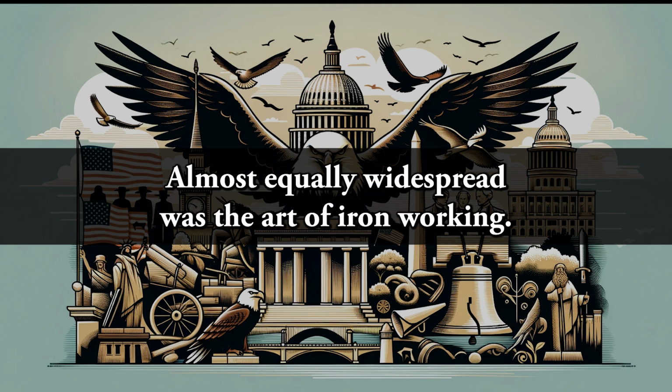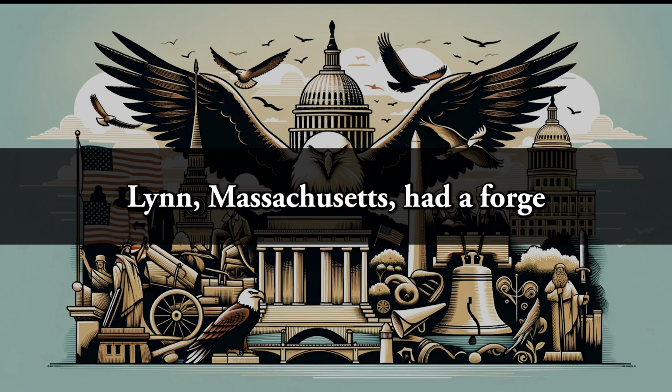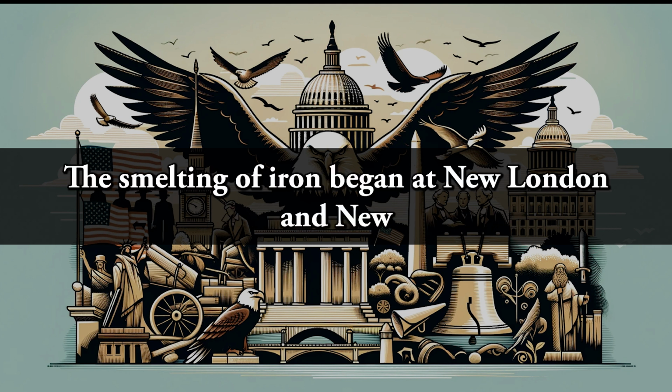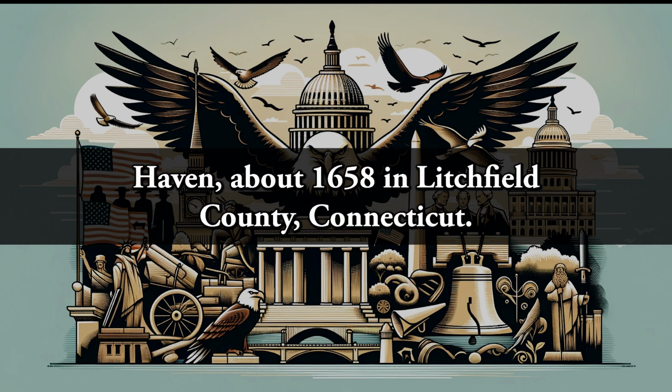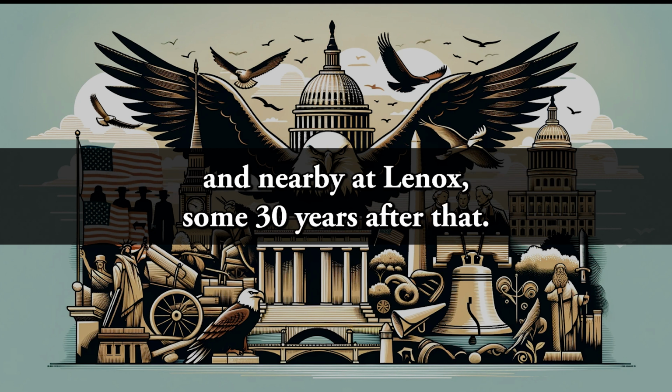Almost equally widespread was the art of ironworking, one of the earliest and most picturesque of colonial industries. Lynn, Massachusetts, had a forge and skilled artisans within 15 years after the founding of Boston. The smelting of iron began at New London and New Haven about 1658, in Litchfield County, Connecticut, a few years later, at Great Barrington, Massachusetts, in 1731, and near by at Lenox some 30 years after that.